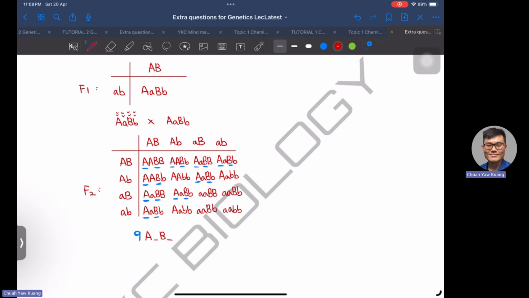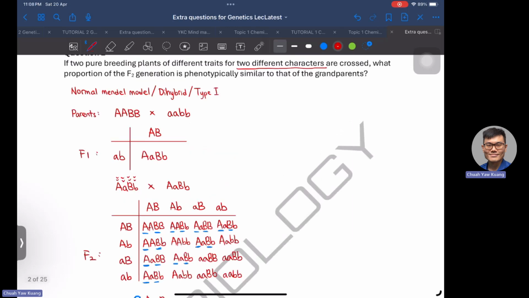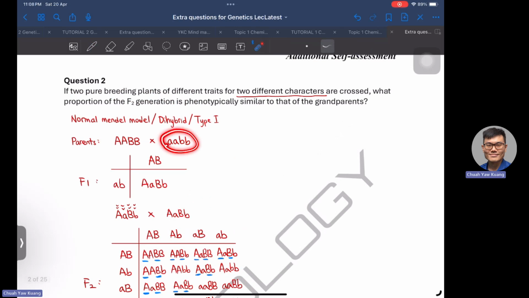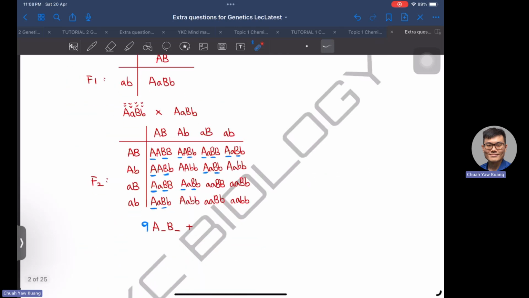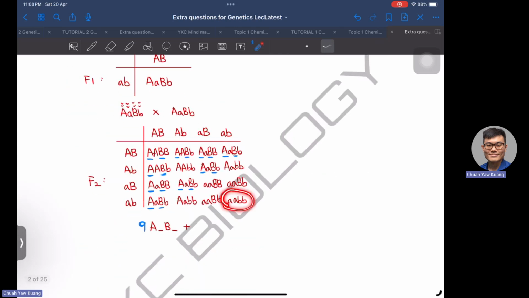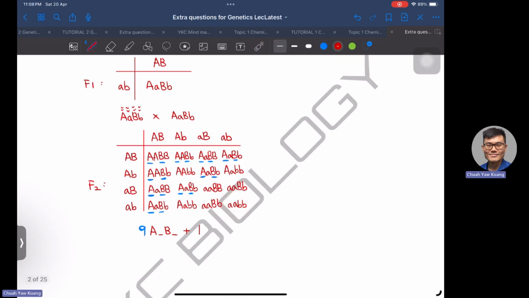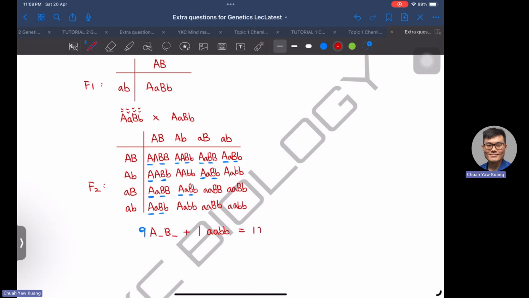Don't forget one more individual, which has the same phenotype as the other grandparent. To have that phenotype, it must be homozygous recessive for both A and B genes. In the cross, you can see there's only one individual with this. So we have to add it in, plus the one, small a small a, small b small b. So the total number of offspring with the same phenotype as the grandparent would be 9 plus 1 equals 10.